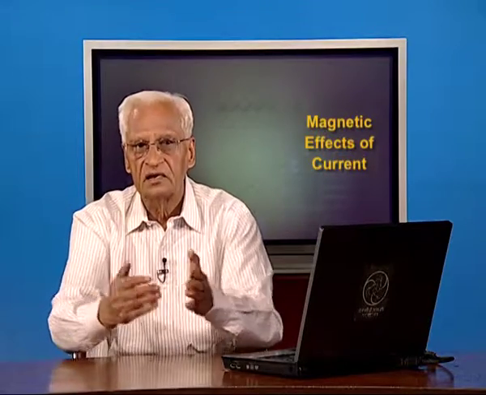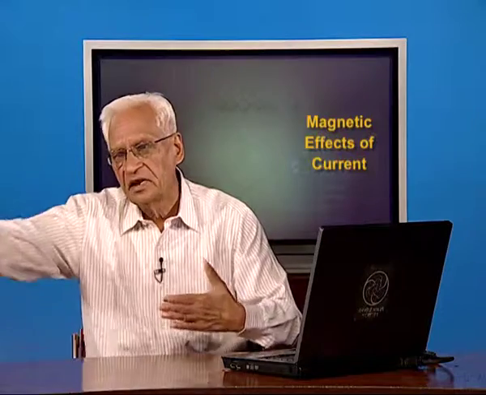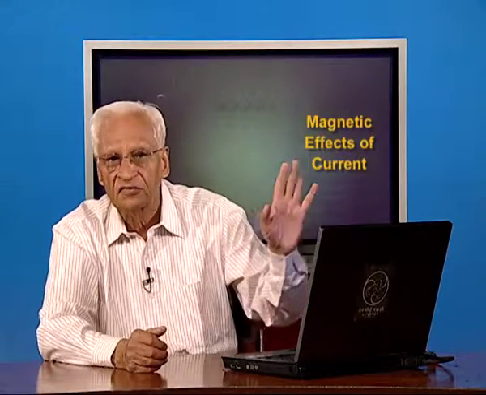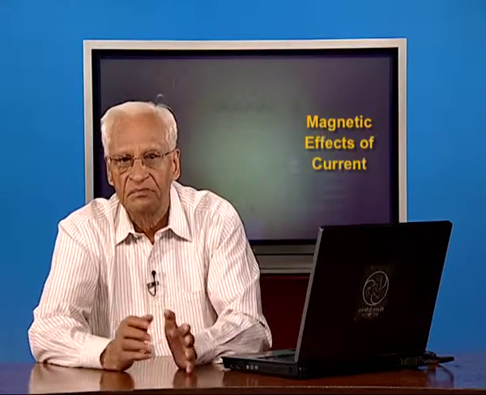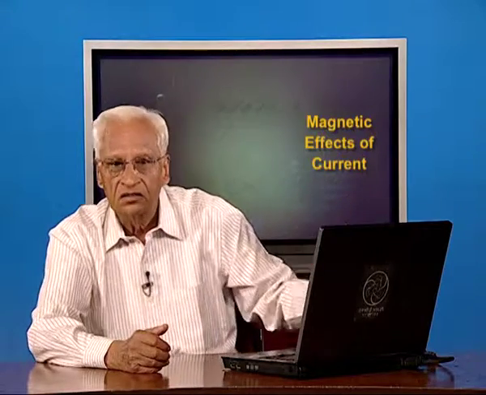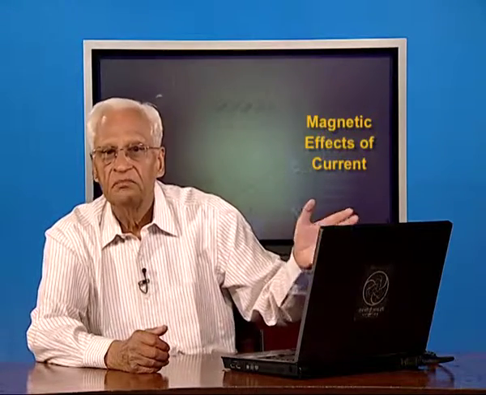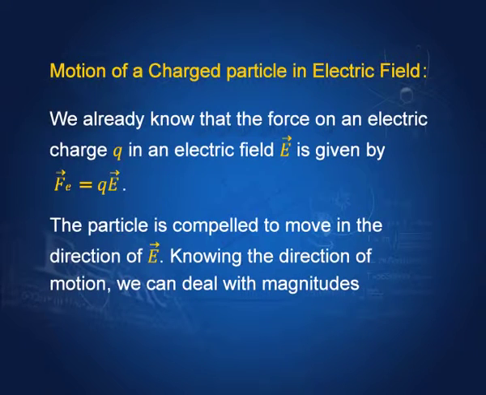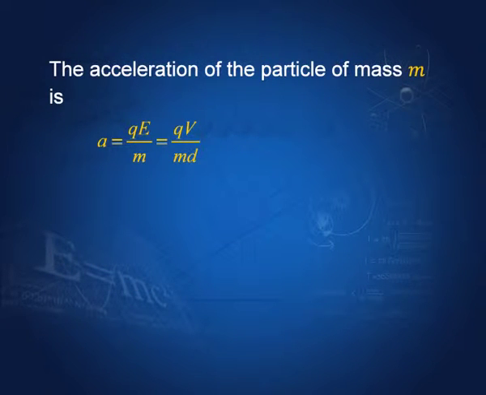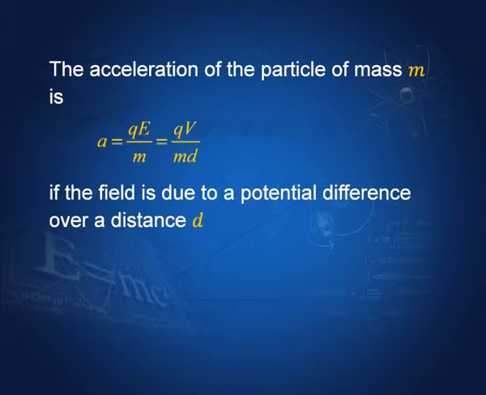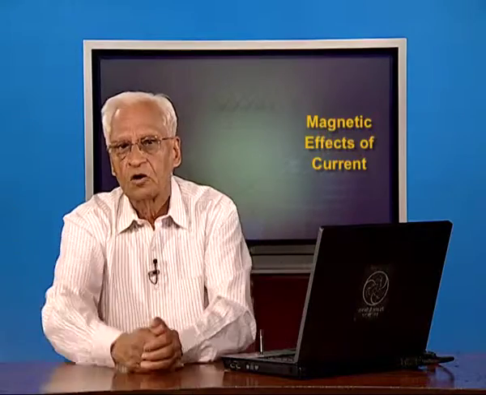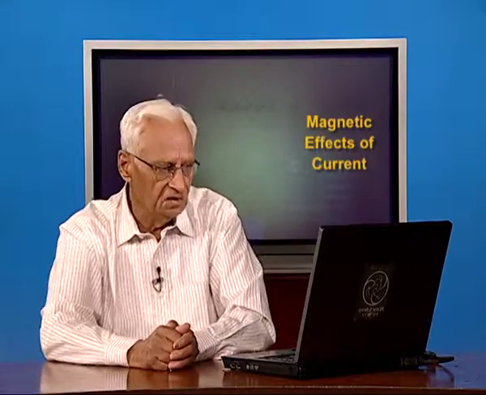So, having learnt that it is always going to be in the direction of the electric field, let us forget about the direction for the time being and concentrate on the magnitudes. Now, if F_e is the force which is equal to qE, then the acceleration is qE by m, where m is the mass of the charged particle, and E itself is V by d, where V is the potential difference applied across a certain distance d.